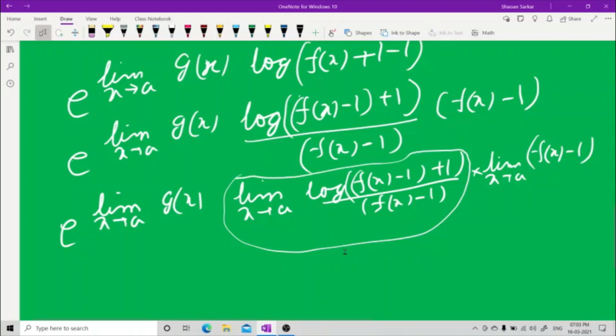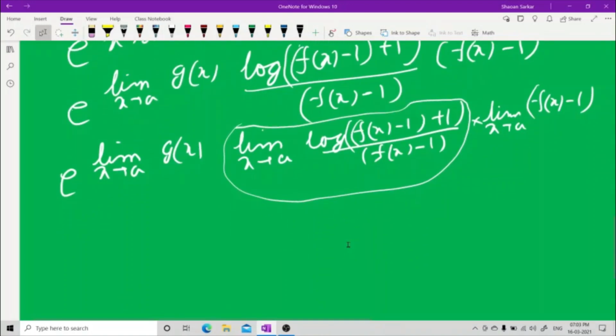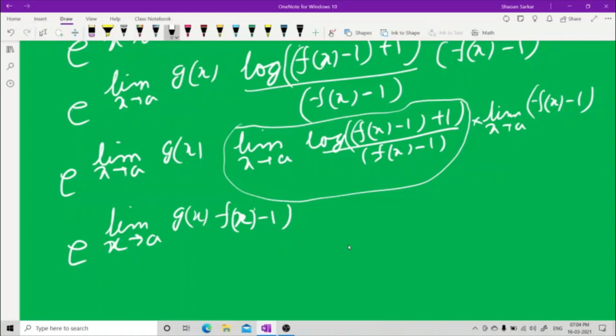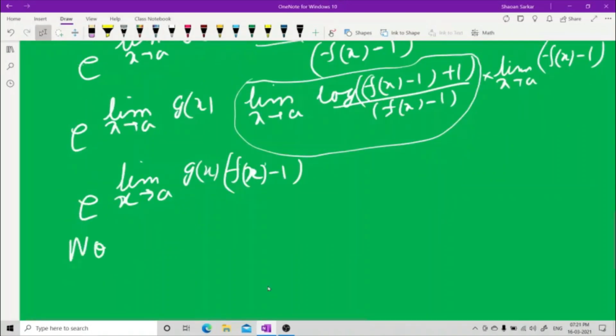Now let us understand it separately. This I am making you understand separately. You can do it after this step in the examination. You can do it directly like this: limit x tending to a gx into fx minus 1 within brackets. You can do it directly. Now we will consider this.